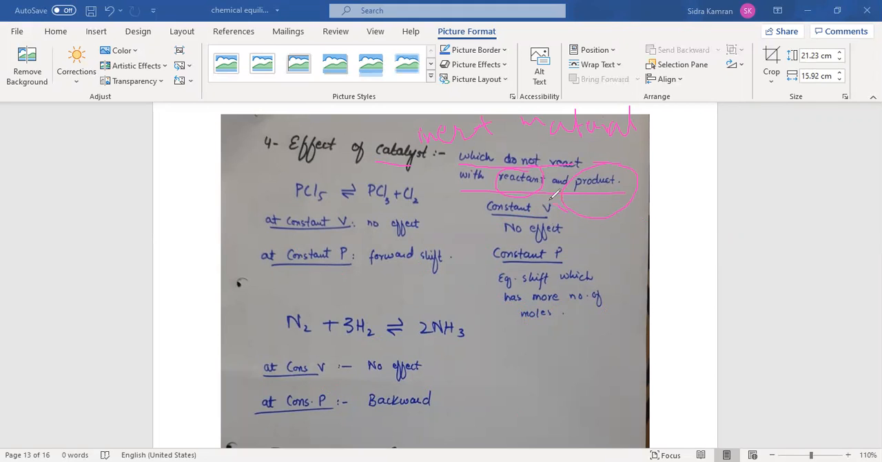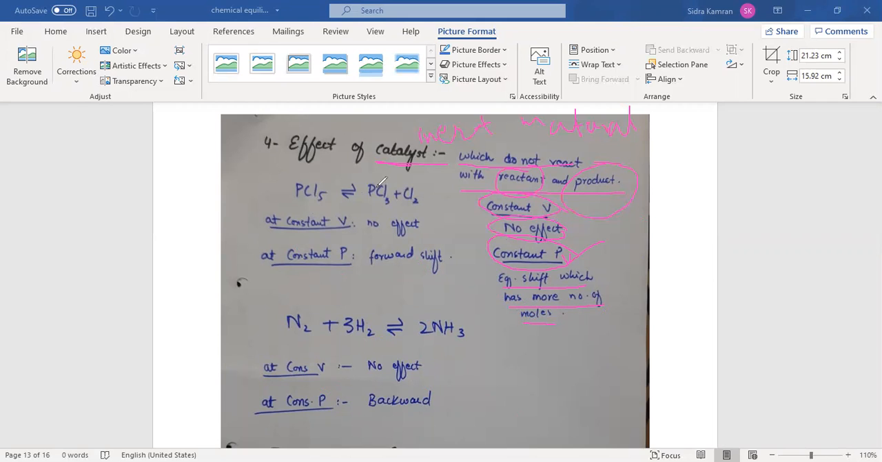If the reaction proceeds at constant volume, then there is no effect of catalyst. But if the pressure is constant, then equilibrium will shift to that side which has more number of moles. Remember, this is different from the effect of pressure. If the pressure is constant, with no change in pressure, then by the addition of catalyst, equilibrium will shift to that side which has more number of moles.